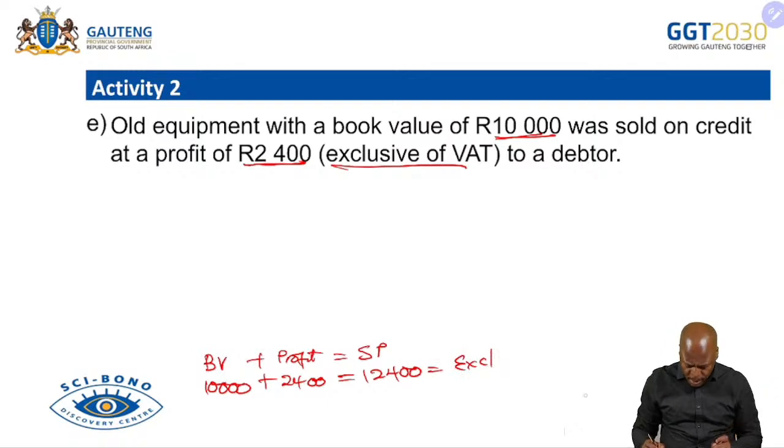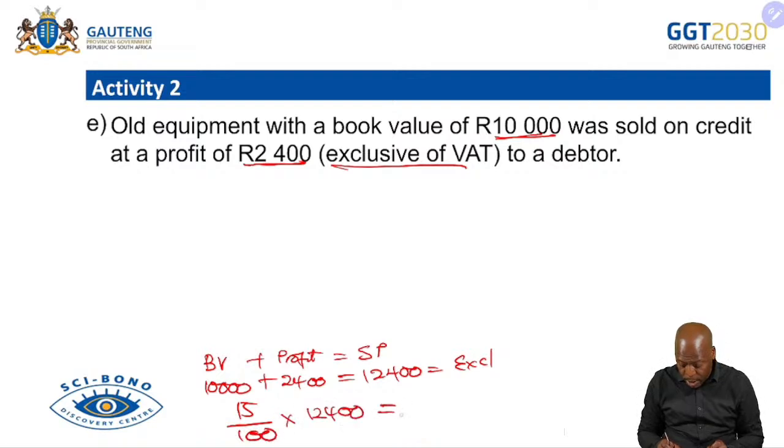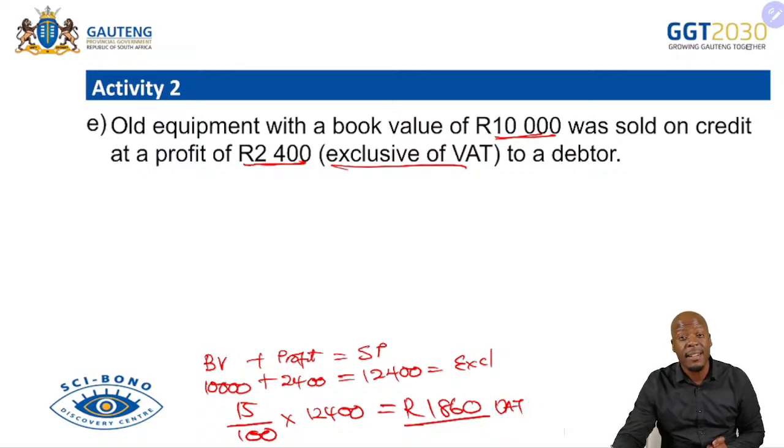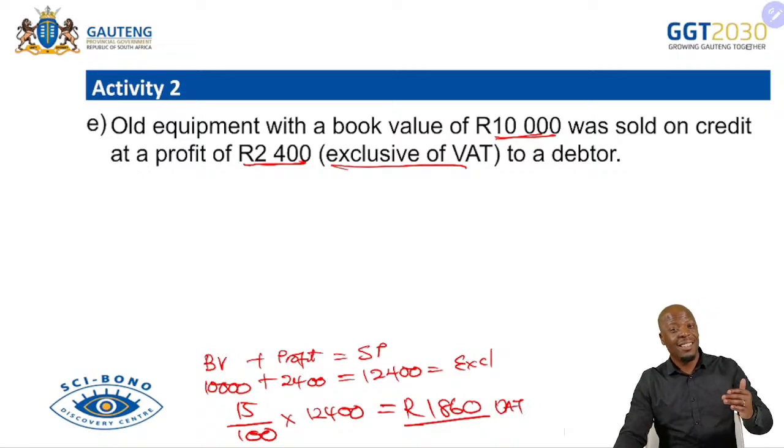Now, let us quickly establish then. What do we want? We want VAT. That is my 15. What do I have? I have exclusive, 100 multiplied by 12,400. Please punch that into the calculator. How much do we get? Thank you. Someone has already given me the figure saying, Mrs. Simbi, you get 1,860. That becomes my VAT, 1,860. The next question then is, is it input or output?